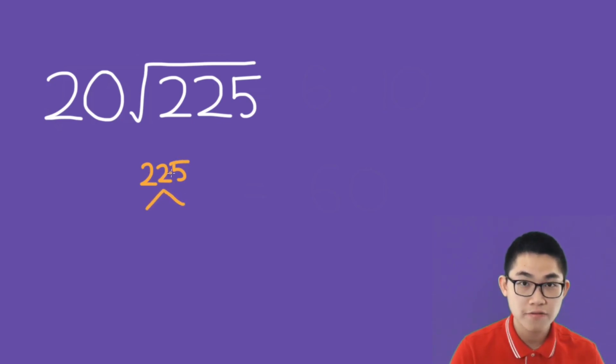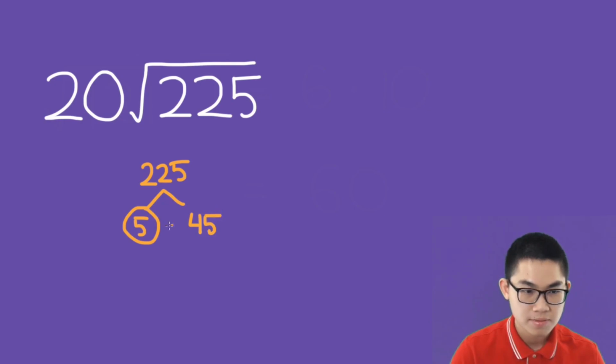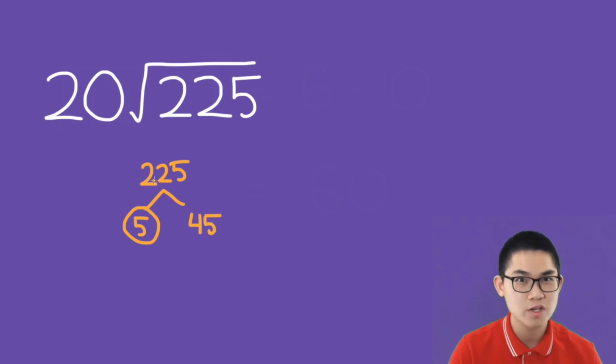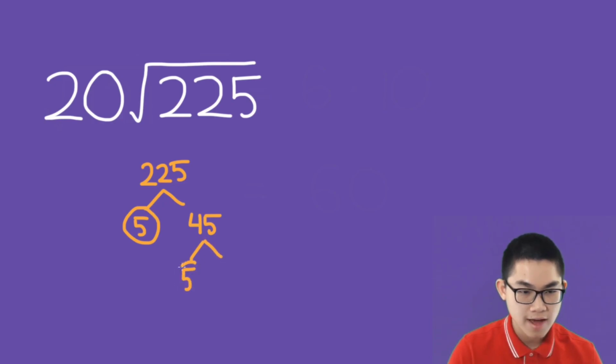So 225, you see the last number is 5, right? So you can divide by 5, and the other number here you get is 45. So 5 times 45 gives you 225. And 45 is equal to 5 times 9. And 9 is 3 times 3.